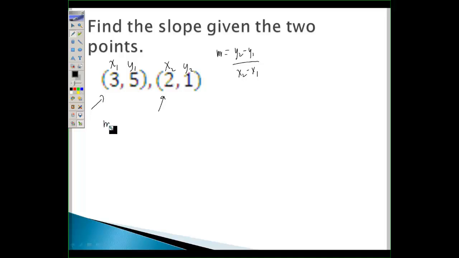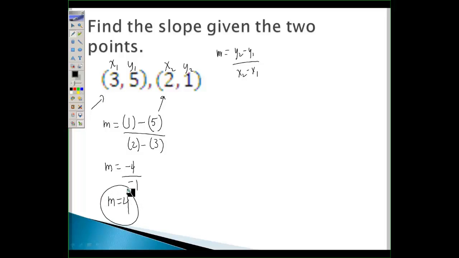I'm going to do a little substitution now. The slope, m, equals y2, which is 1, minus y1, which is 5, divided by x2, 2, minus x1, 3. Once I have all my numbers plugged in, I just need to simplify. The slope must equal 1 minus 5, which is negative 4, over 2 minus 3, which is negative 1. I know I can simplify that. Negative 4 divided by negative 1 is 4. My slope is 4. M equals 4.